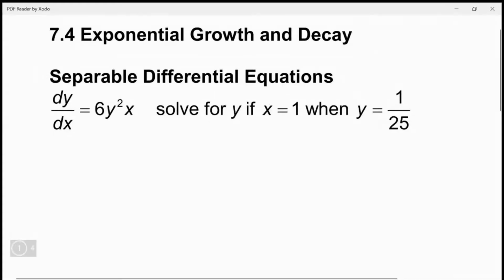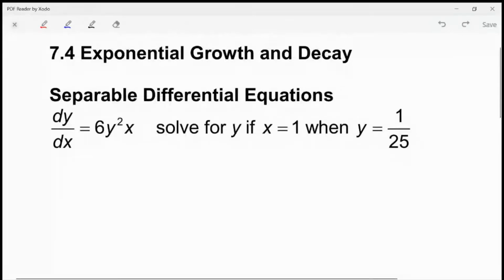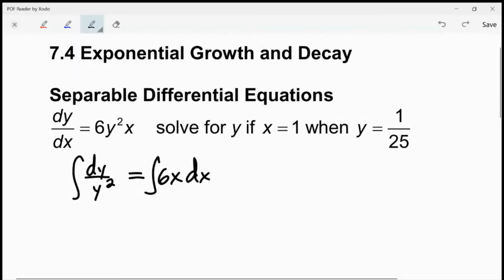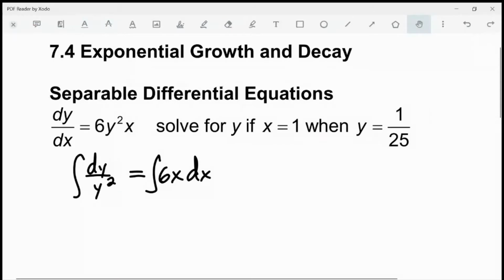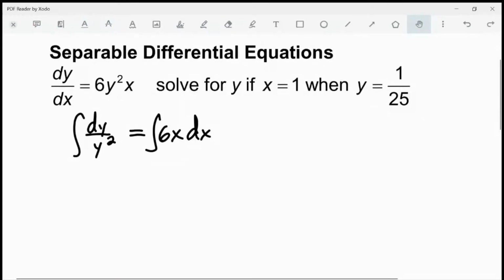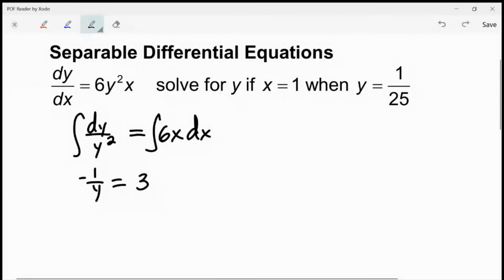So what we're going to do here first is separate our variables. And when we do that, we're going to end up with dy over y squared equal to 6x dx. Now the 6 could have gone on either side. It wouldn't really matter. The algebra that I used to get to the end resulting y would be a little bit different, but in the end, I will get an equivalent answer. Okay, so I'm taking the indefinite integral on both sides. On the left side, I'm going to get negative 1 over y. And on the right side, I'm going to get 3x squared plus c.